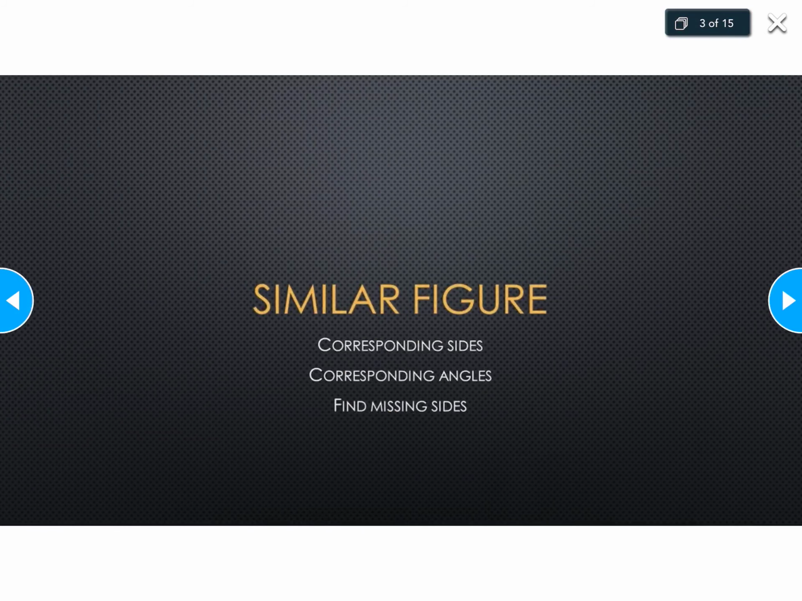So we're talking about similar figures today. Okay, this will lead us to our next lesson, which is about dilations. So we have to understand three things: corresponding sides, corresponding angles, and finding missing sides. That is a big thing we need to understand.